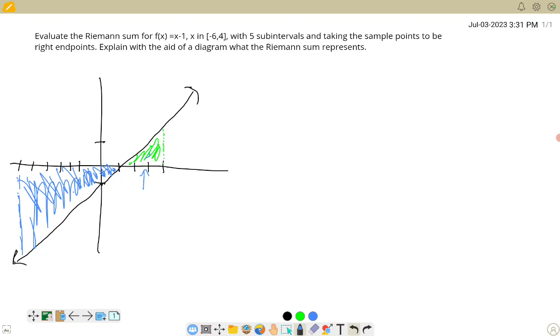Which I'm not going to write out in full words, but you would be expected to, obviously, if you did this. Now, what we need to do is take right endpoints, and since if we go from -6 to 4, we have 10 spaces, and we're dividing it into 5 subintervals, what we're going to end up doing is taking right endpoints as these points.